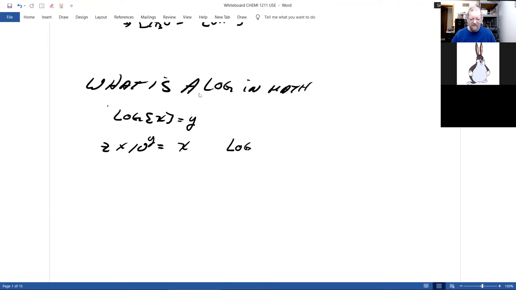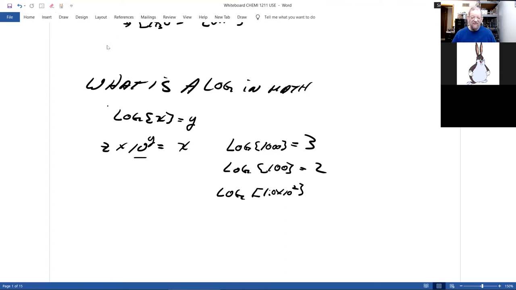So the log of 1,000 would be 10 to the what power? Would be 3. And your calculator can do this. The log of 100, what power? And you could all see, this would be 2. Another way of writing that is the log of 1 times 10 squared, and if the number in front is 1, then the log is the power of 10. In this case, again, 2.